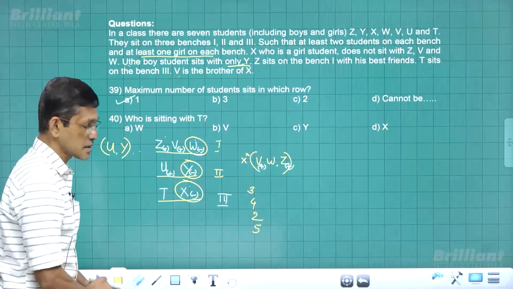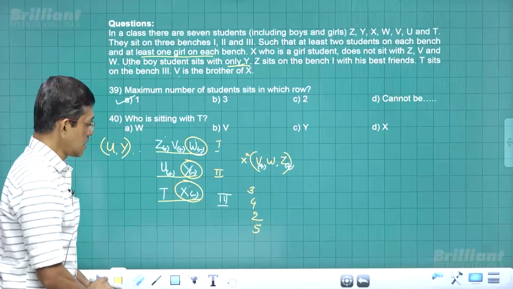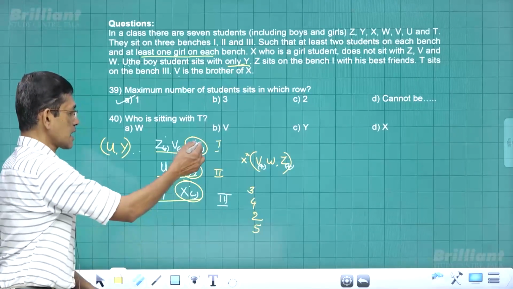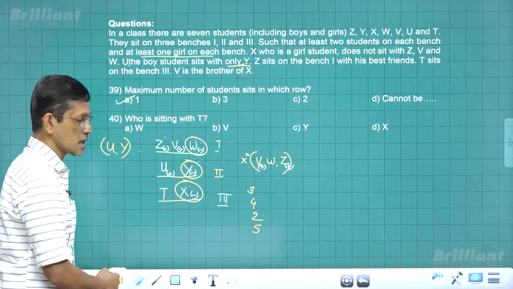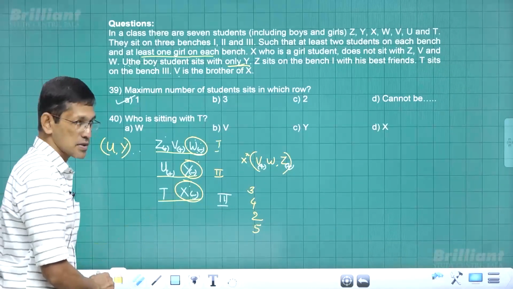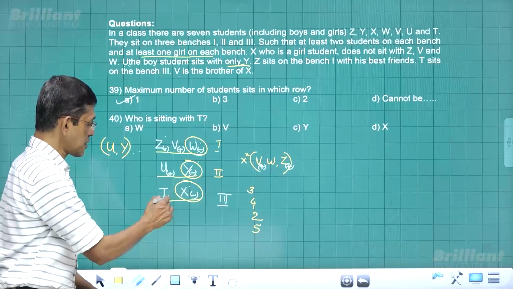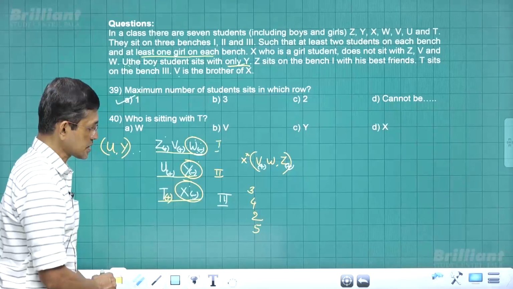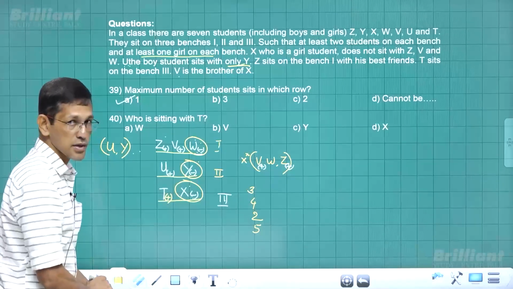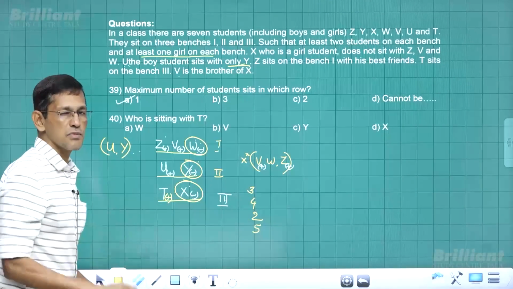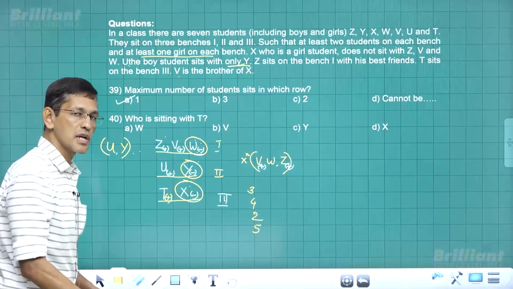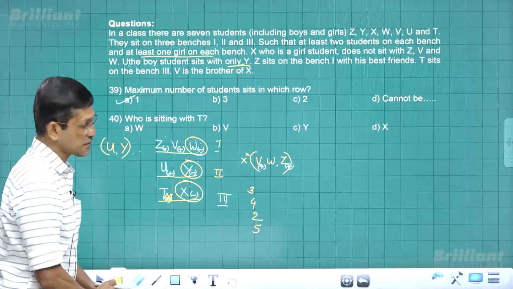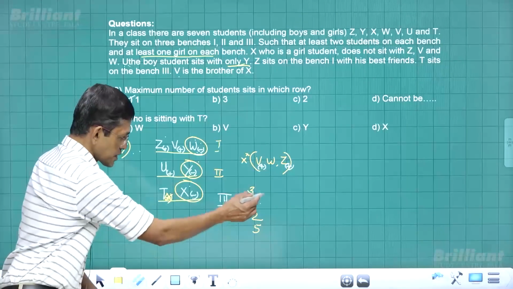And now, what is T? There is at least one girl on each bench, right? So in these cases, we have exactly one girl on the second bench, and on the third bench, at least one girl. So X is a girl, and if T is a boy, then in that case the answer is what? Three girls. But it is not necessary that he is a boy. It says at least one girl on a bench. At least one girl means more than one girl is possible. So T can be a girl as well, because the gender of T is not given. If T is a girl, the answer could be 4 as well.